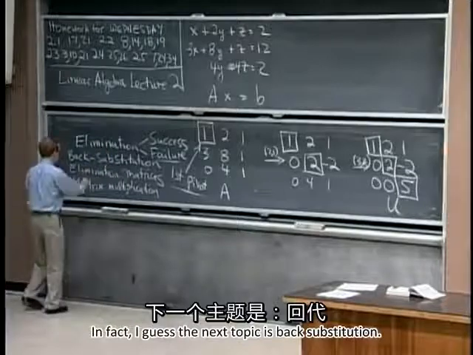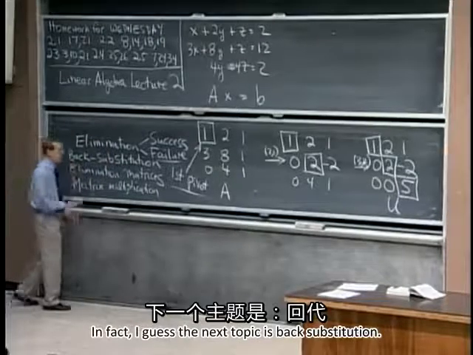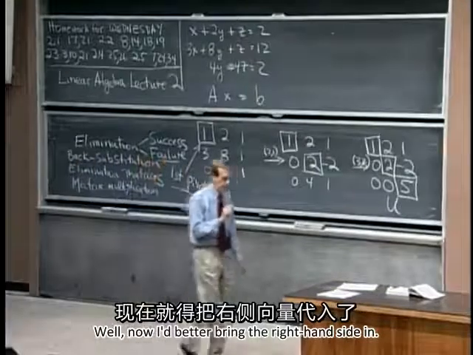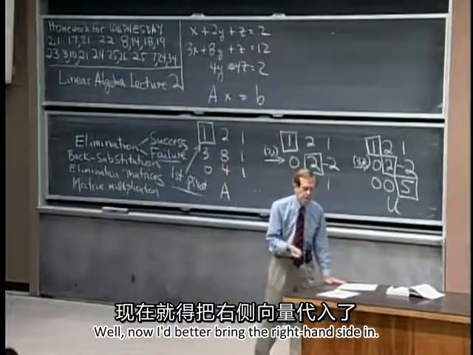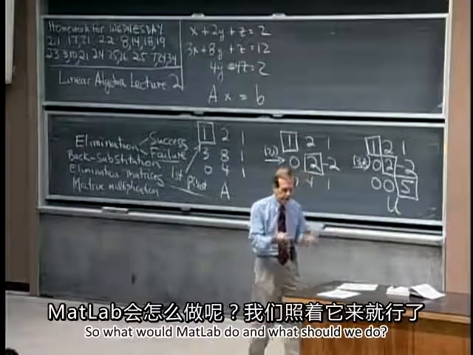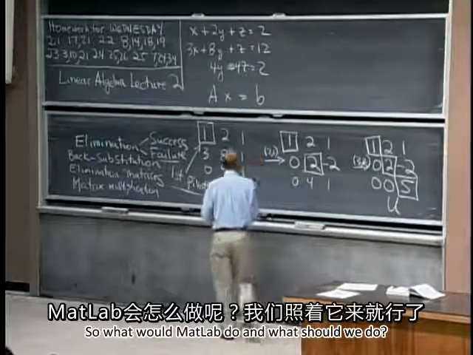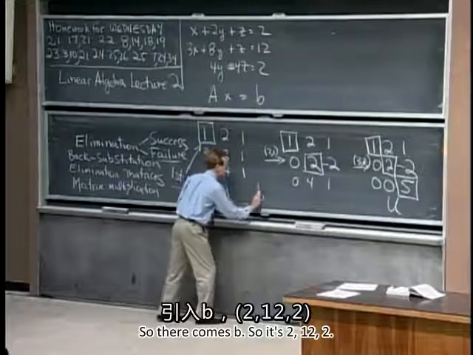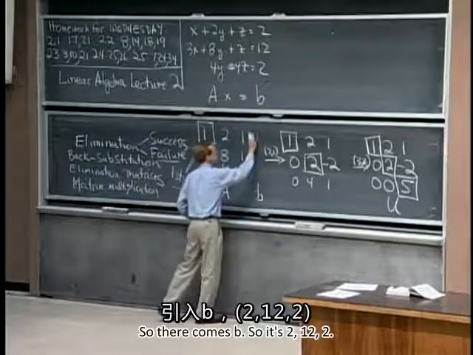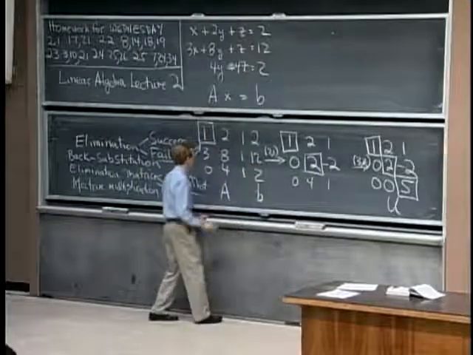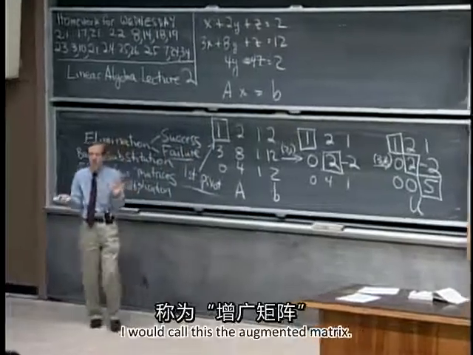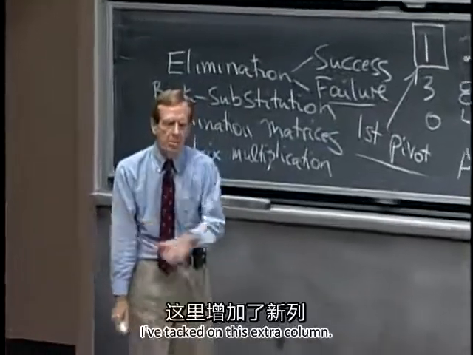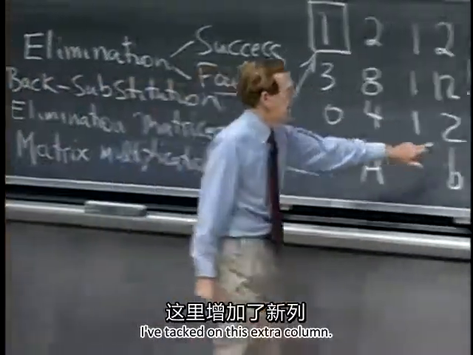In fact, I guess the next topic is back substitution. So what's back substitution? Well, now I better bring the right-hand side in. So what would MATLAB do, and what should we do? Let me bring in the right-hand side as an extra column. So there comes B. So it's 2, 12, 2. I would call this the augmented matrix. Augment means you've tacked something on. I've tacked on this extra column.